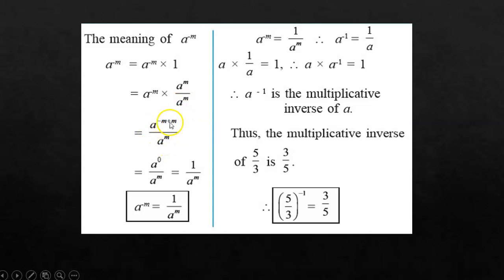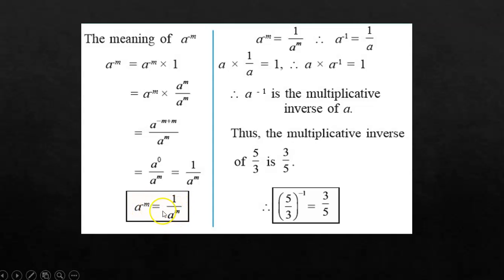Now a raised to minus m plus m means a raised to 0, right? So I have a raised to 0 upon a raised to m. And we know that the value of a raised to 0 is 1. So I have 1 upon a raised to m. So whenever I have such a number, a raised to minus m, it also means that it is equal to 1 upon a raised to m.